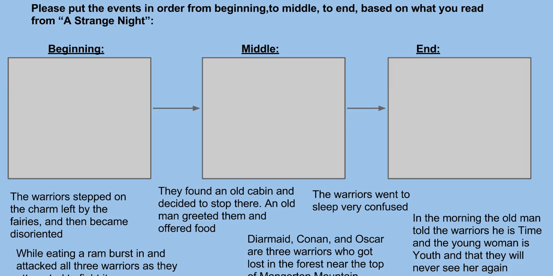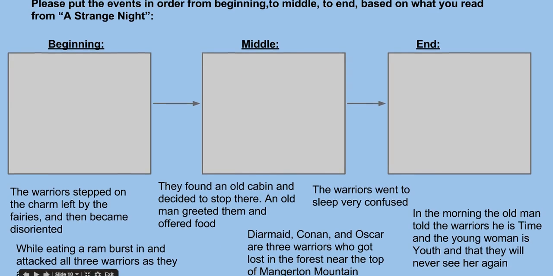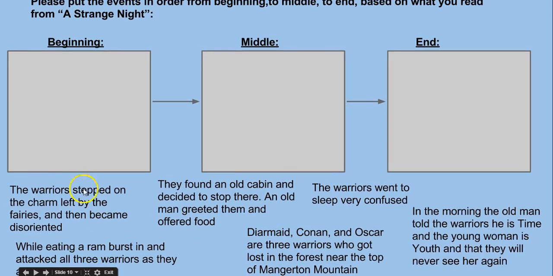And then you'll be doing the same thing we did before. There's events down here that happened in A Strange Night. This time there's 6 of them, so there's 2 for each box, and you're going to drag and drop them wherever they go, whether they were the beginning, middle, or end of the story.